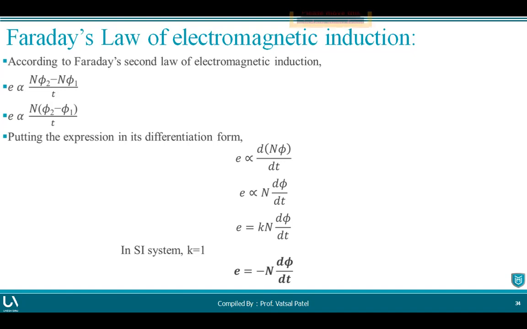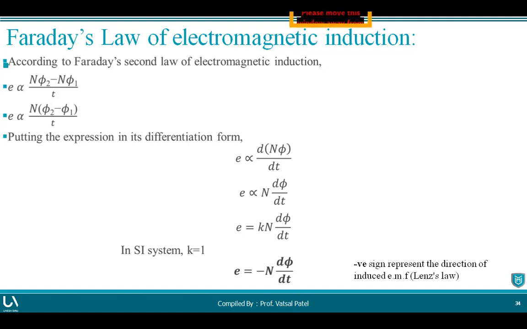Now if we remove the proportionality, we write a constant k, and if we take k as 1, the remaining equation is E equals n d phi by dt. But it comes with a minus sign, which indicates that the direction of the induced EMF and the direction of the magnetic field lines are opposite to each other, according to Lenz law.